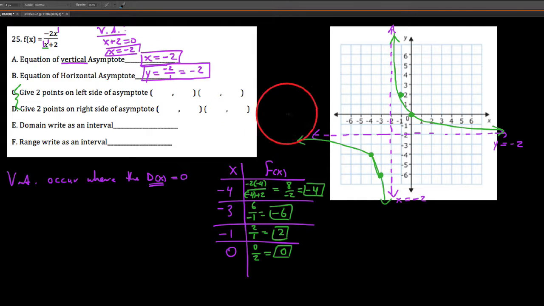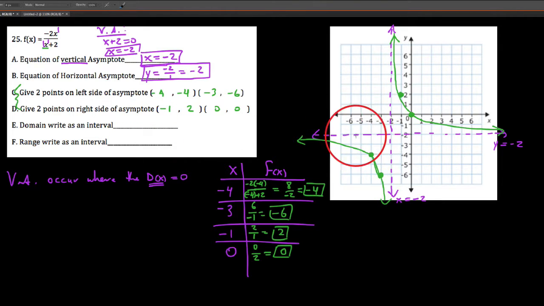The only other things we want to determine are what were these 2 points left and right, which we did. We're just going to fill them out, and then also write our domain and range as intervals. So the 2 points to the left, we had negative 4, negative 4, and negative 3, negative 6. On the right side, we had negative 1, comma 2, and then we had 0, comma 0.